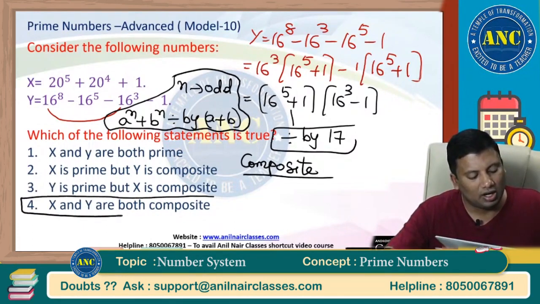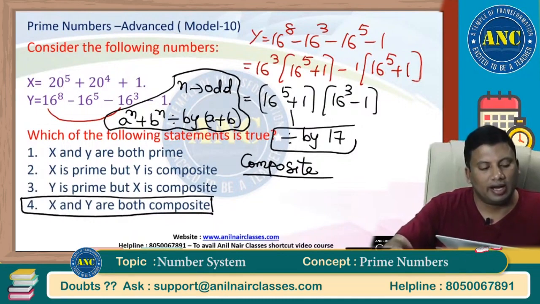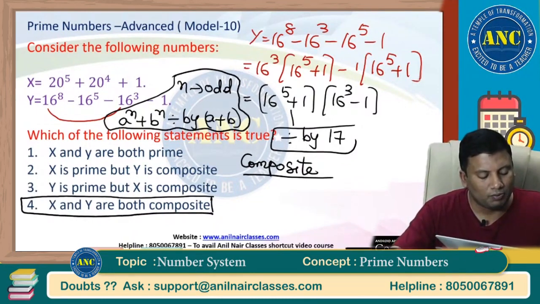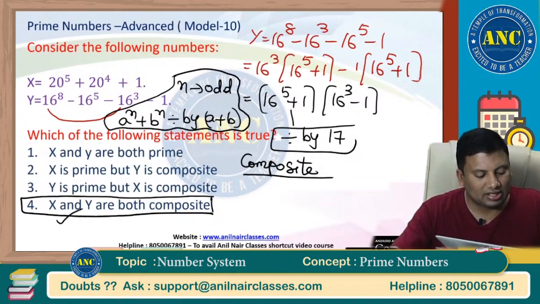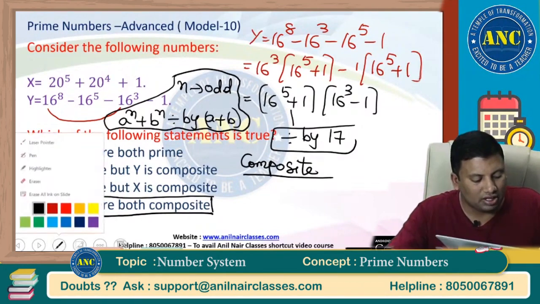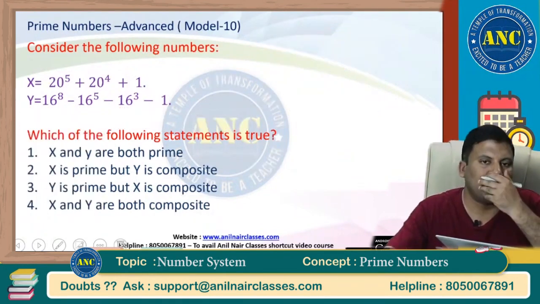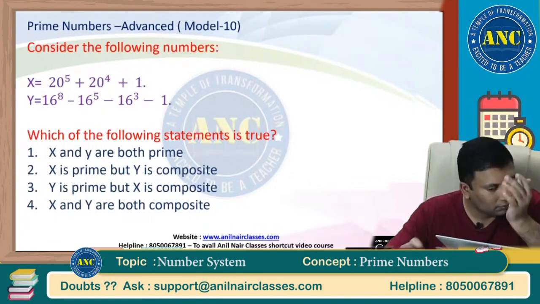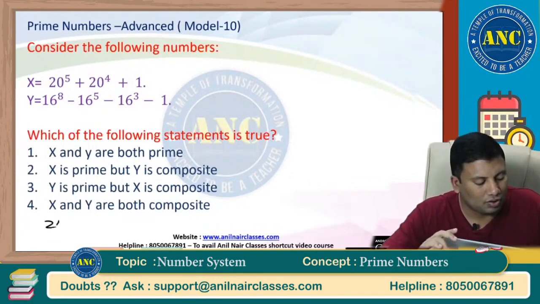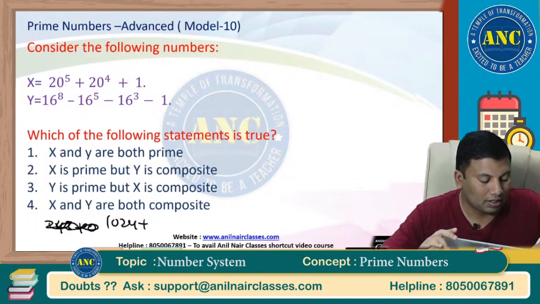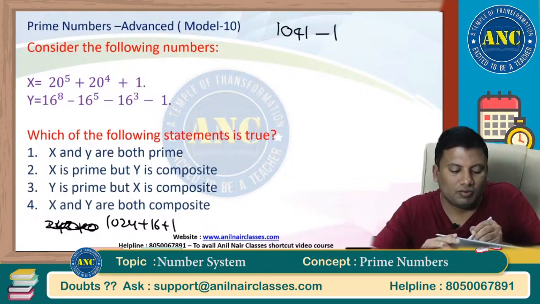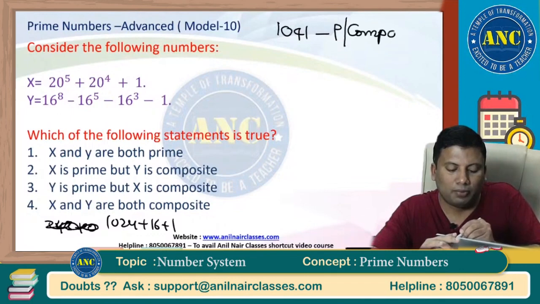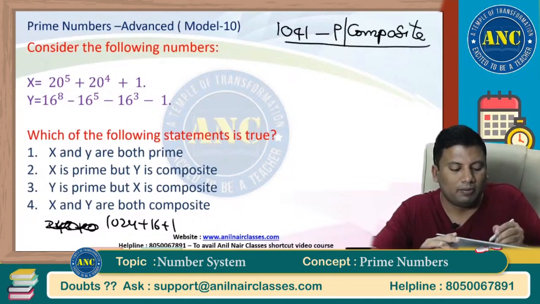So x and y both are composite. I hope the idea is clear. Answer is both are composite. Clear, right? Suppose if in case you want to do like this, for example, if there is a question, is 1041 prime or composite?